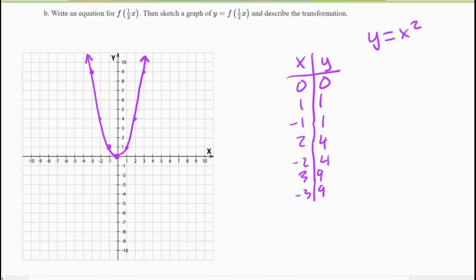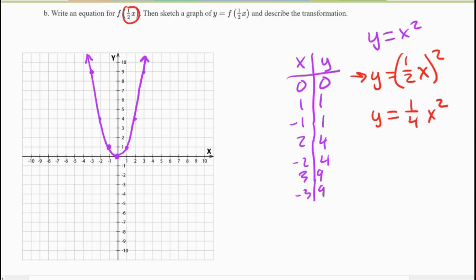So now it says write an equation for f of 1/2 x, and then sketch that and describe the transformation. So really what I want to do here first is take this and plug in 1/2 x for wherever I see x. So I got y equals (1/2 x) squared, which I'm going to distribute that squared here. I'm going to go y equals 1/4 x squared.